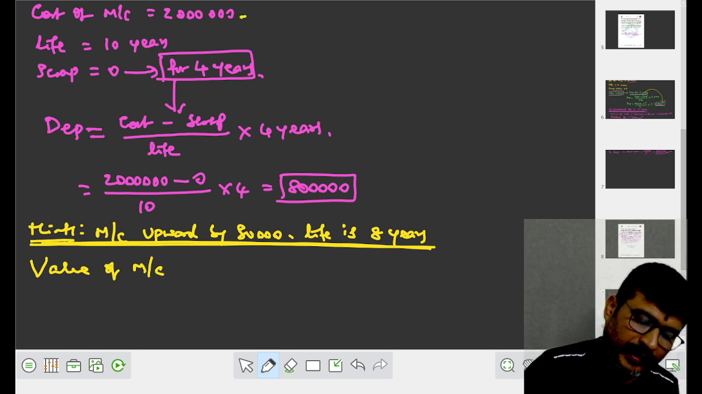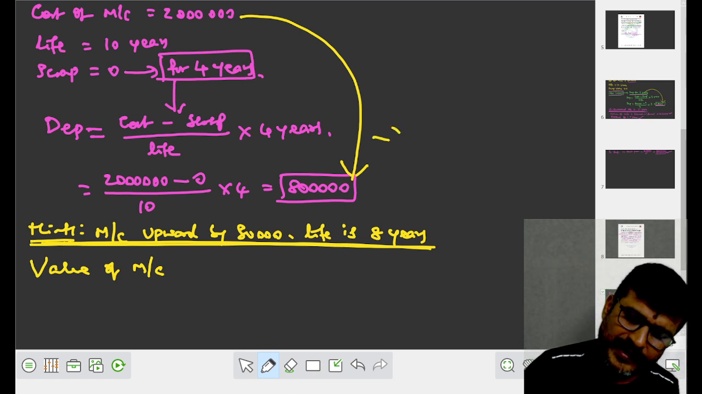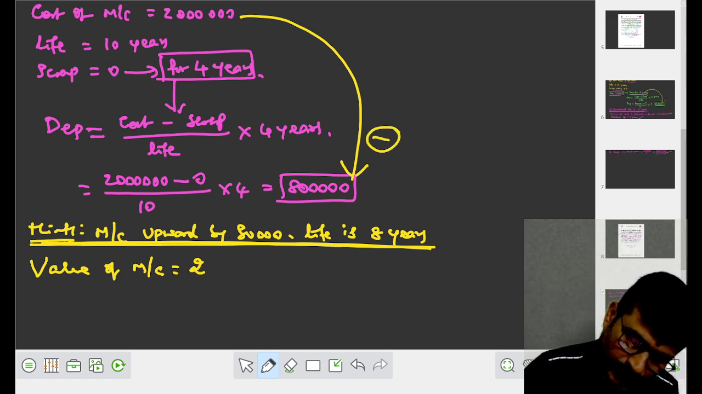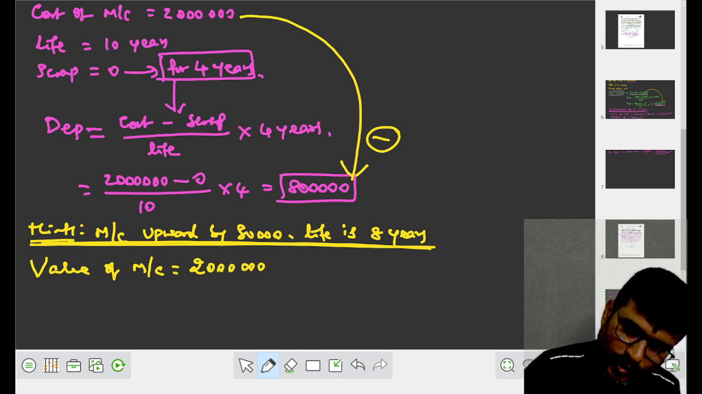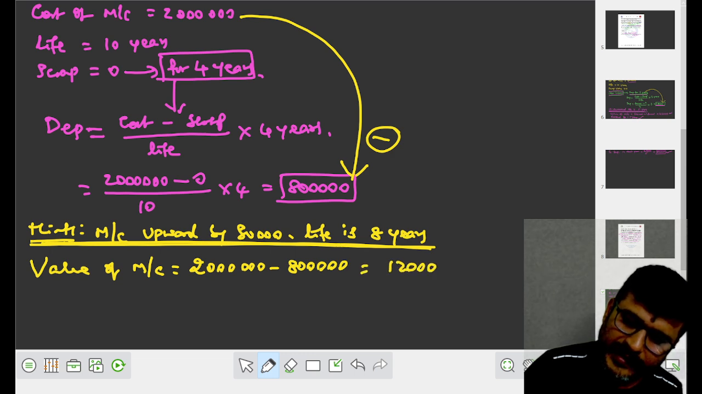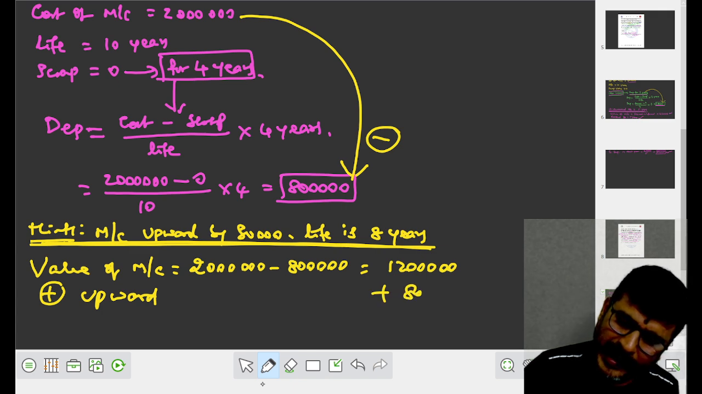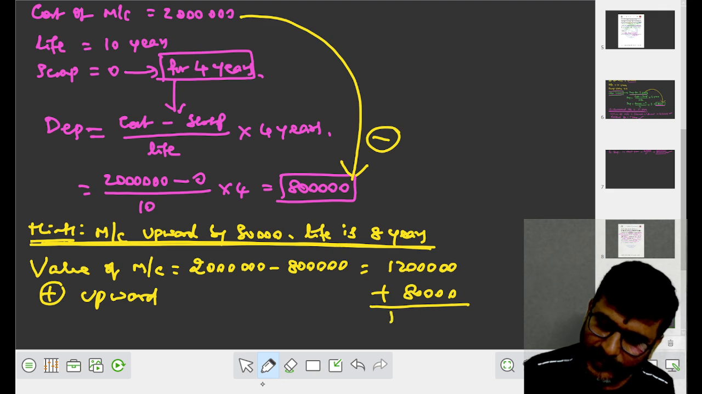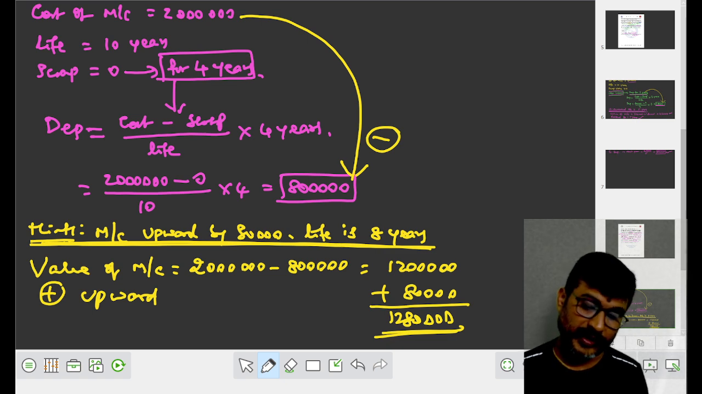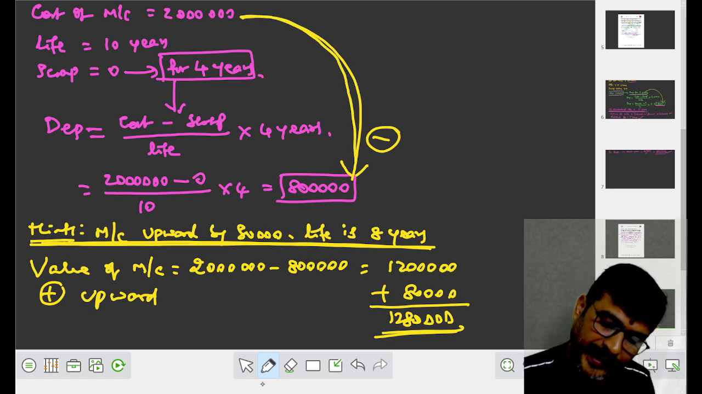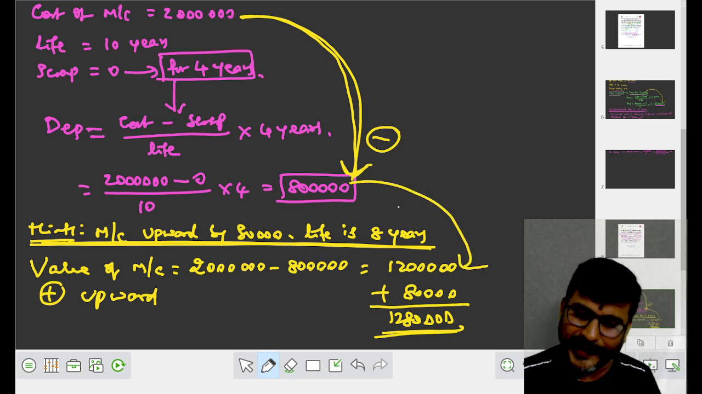How to work out? 20 lakhs minus 8 lakhs. It comes to 12 lakhs. Okay. Now, plus upward. Upward means add 80,000. Now it is how much? 12 lakh 80,000. Did you understand? 20 lakhs minus 8 lakhs, after subtracting how much do you get? 12 lakhs. It was revalued upward, so add 80,000.